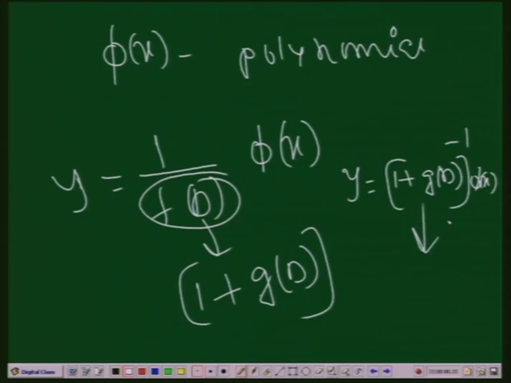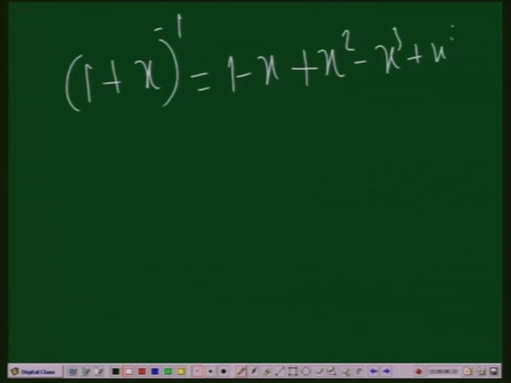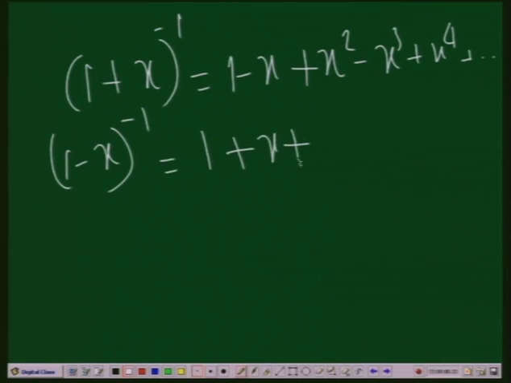Now, you expand this by binomial theorem. You know 1 plus x whole to the power of minus 1 is 1 minus x plus x square minus x cube plus x to the power of 4 plus dot dot dot. 1 minus x whole to the power of minus 1 is 1 plus x, all positive terms here: 1 plus x square plus x cube plus x to the power of 4 and so on.